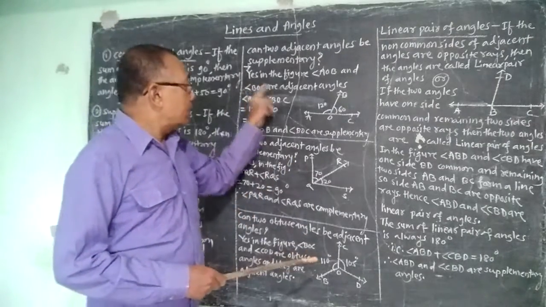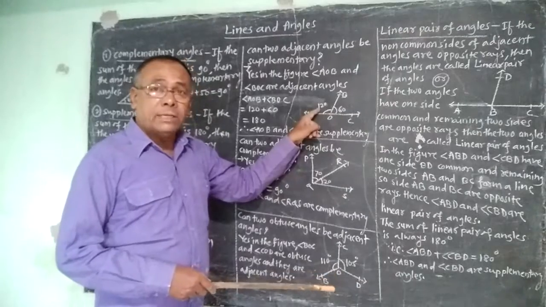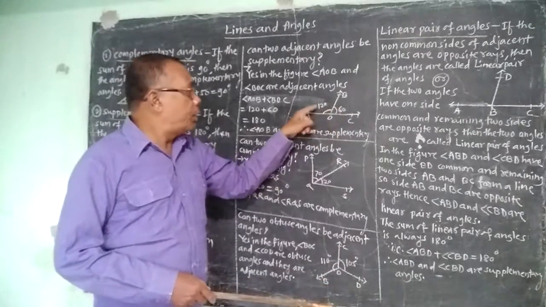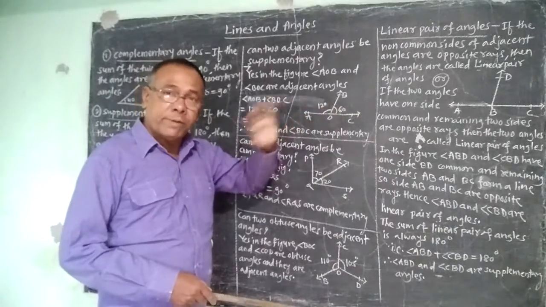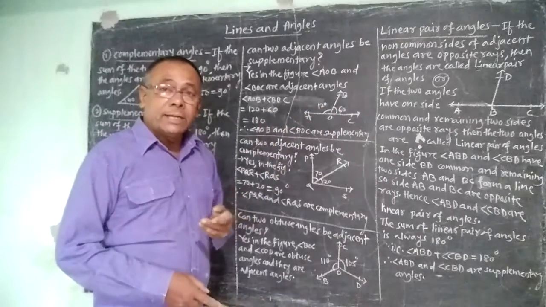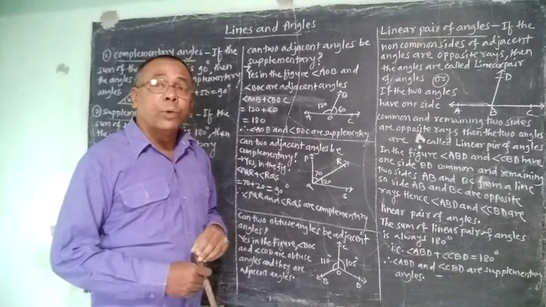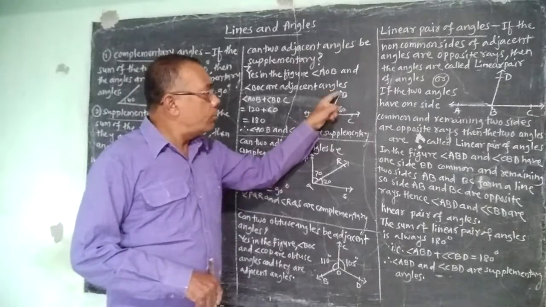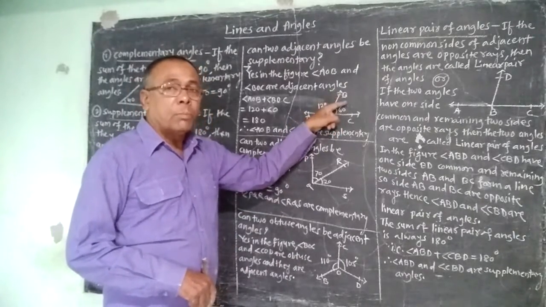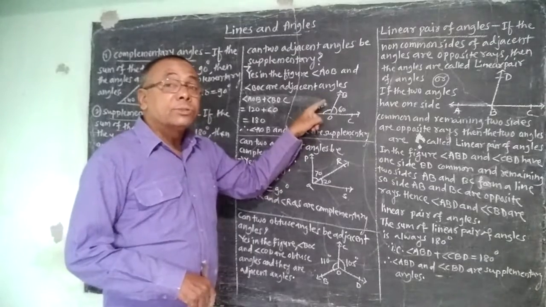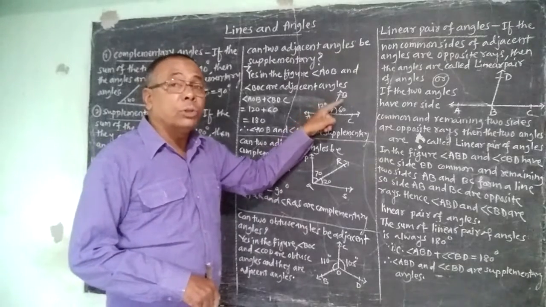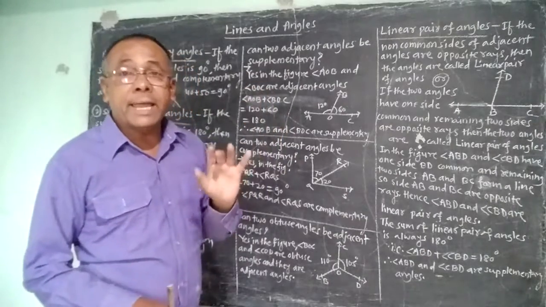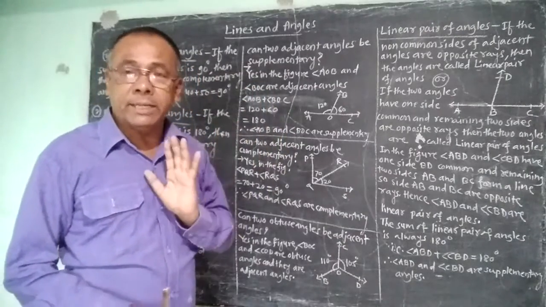So here the measure of one angle is 120 degrees and the measure of another angle is 60 degrees. If we add 120 and 60, then we will get 180 degrees. That is, the sum of the two angles is 180 degrees, and therefore angle AOB and angle COB both are supplementary angles, though they are adjacent angles. Means adjacent angles may be supplementary.